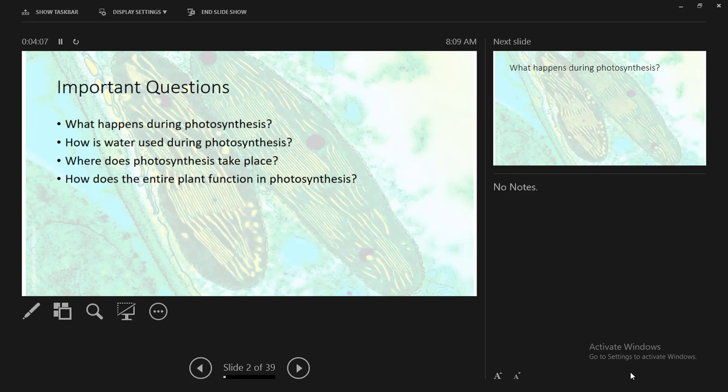Nicely done. So during photosynthesis, we reduce carbon, and it's not a full reduction, because what does reduction mean? Gain. And carbon isn't really gaining electrons, it's just going to spend more time with the electrons that it has.